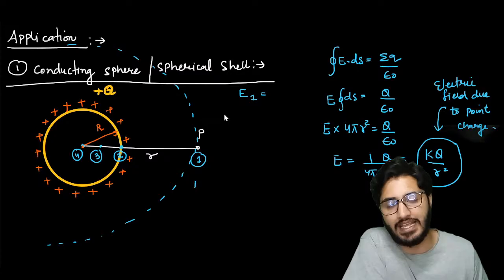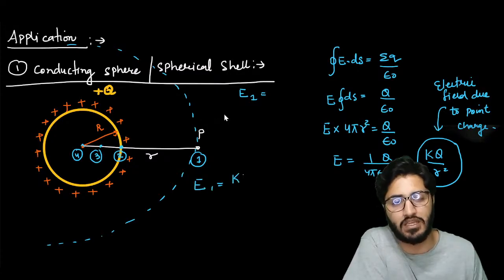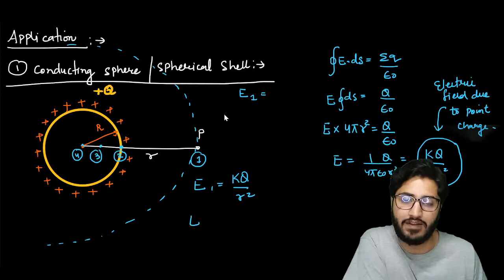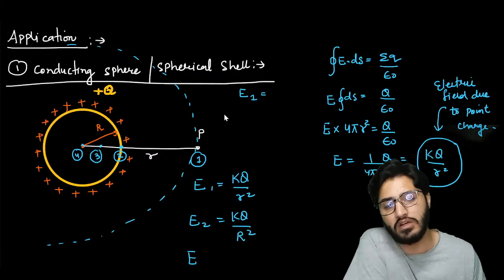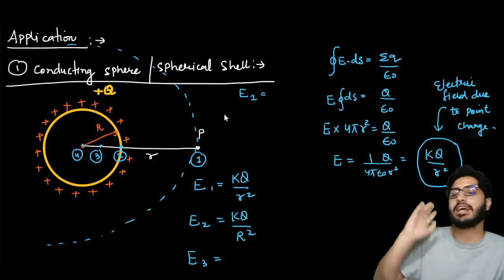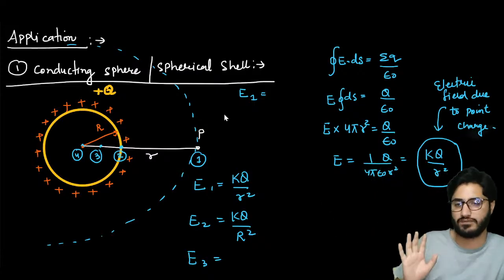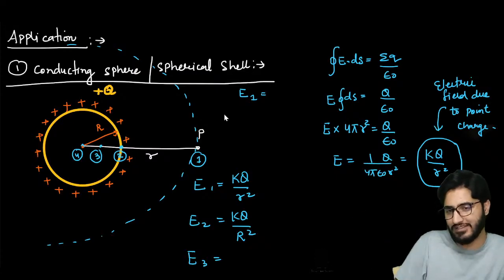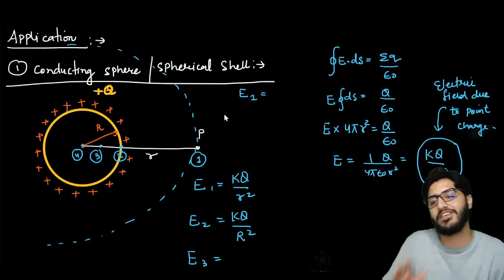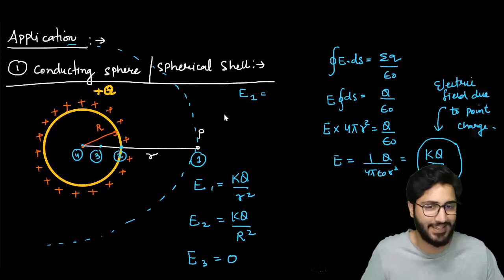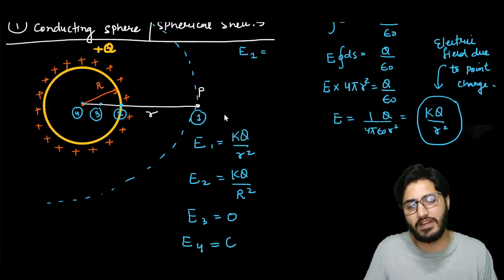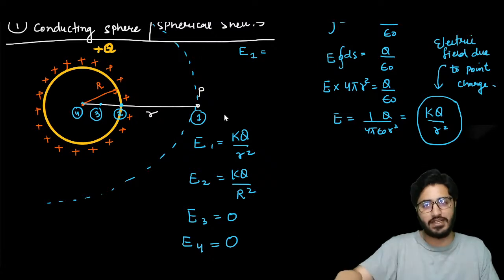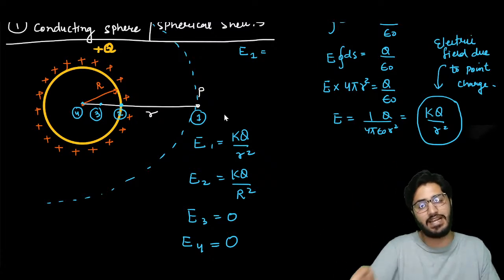So electric field at A, the first point, is how much? K q by r square. Electric field at 2, this point, will be the same, K q by capital R square. Electric field at 3, look, we know that inside any conducting sphere, electric field is 0. Why? Because there is no charge inside. If inside charge is 0, my electric field will be 0. Similarly at point 4, the center, no charge, no electric field. So now we have points outside the sphere, on the surface, inside, and at the center.